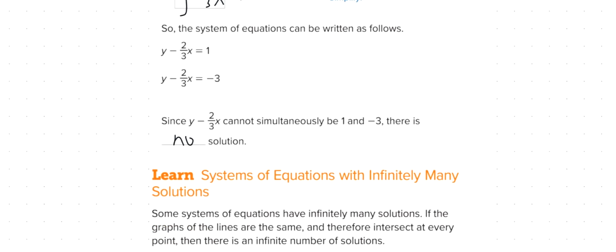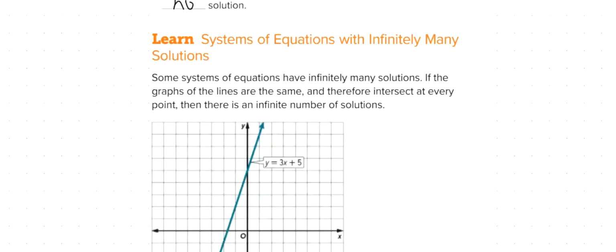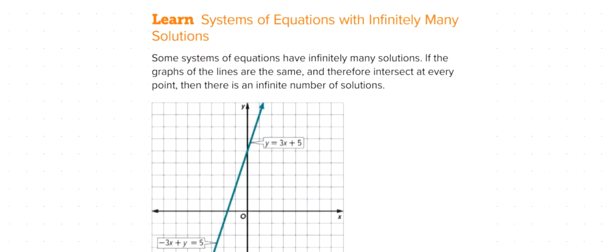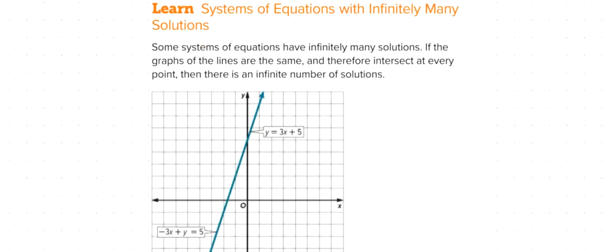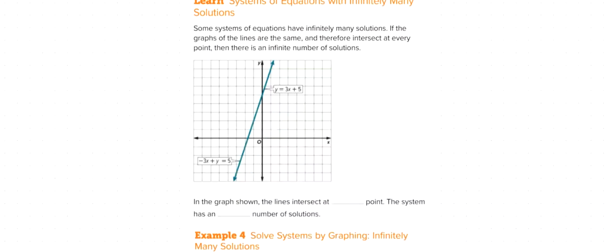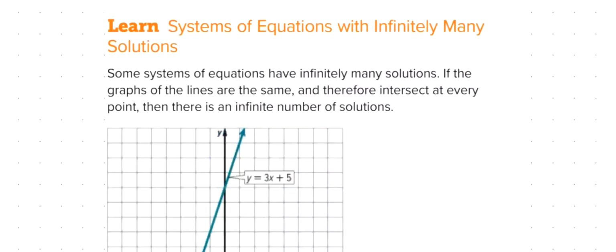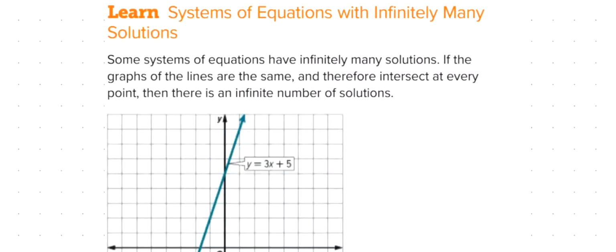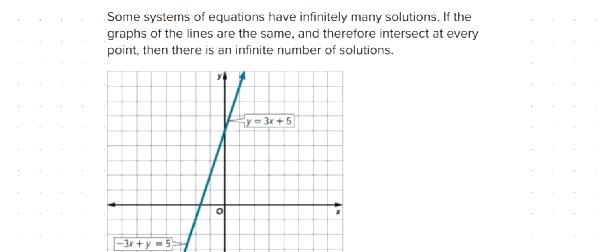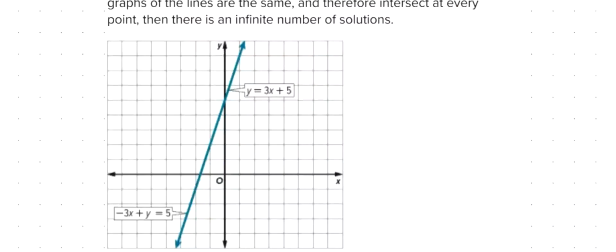So let's go and learn how to identify infinitely many solutions, okay? And this one, what we need to do is pretty much the same thing. The first thing that we need to learn is that some systems of equations have infinitely many solutions. If the graphs of the lines are the same and therefore intersect at every point, then there is an infinite number of solutions.